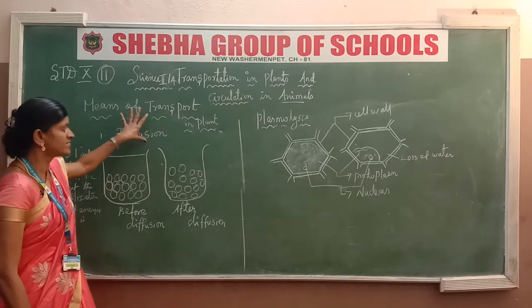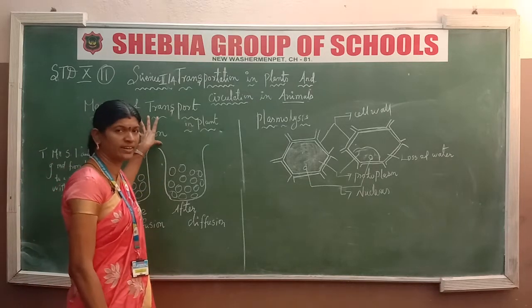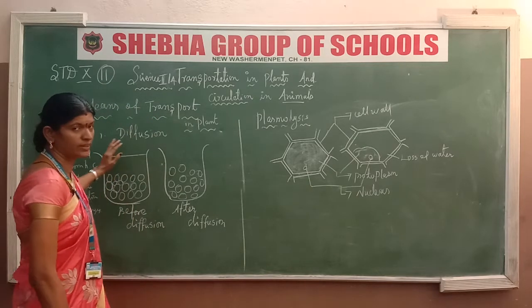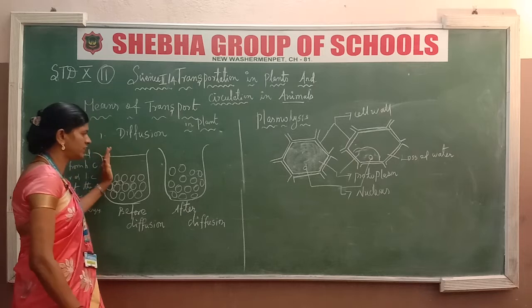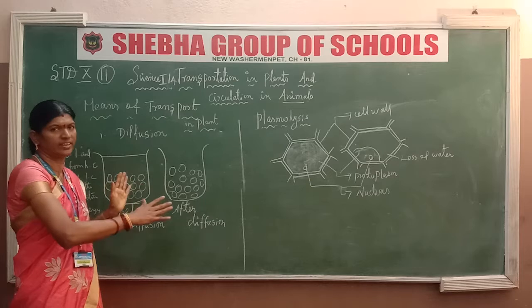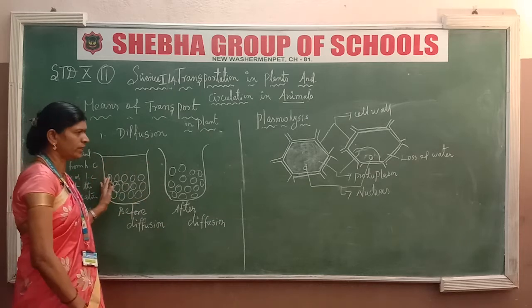You studied diffusion in the previous classes, 6th to 8th standard. You have already studied diffusion. It is only about concentration, from higher concentration to lower concentration without using energy, and that is called diffusion. I show one diagram.